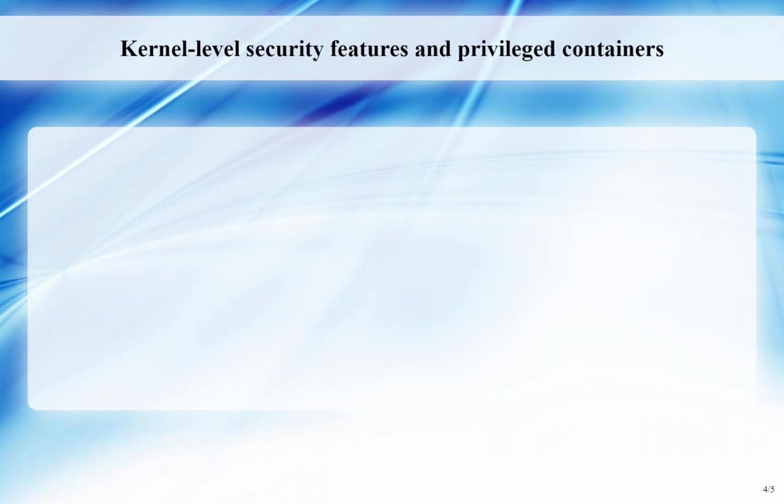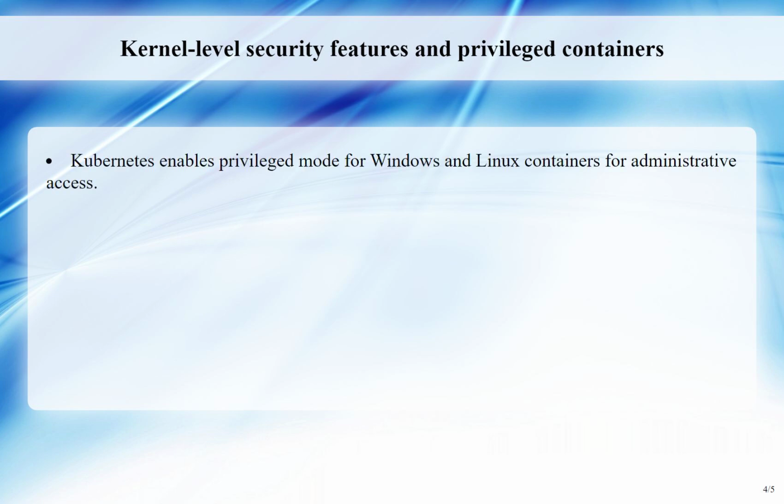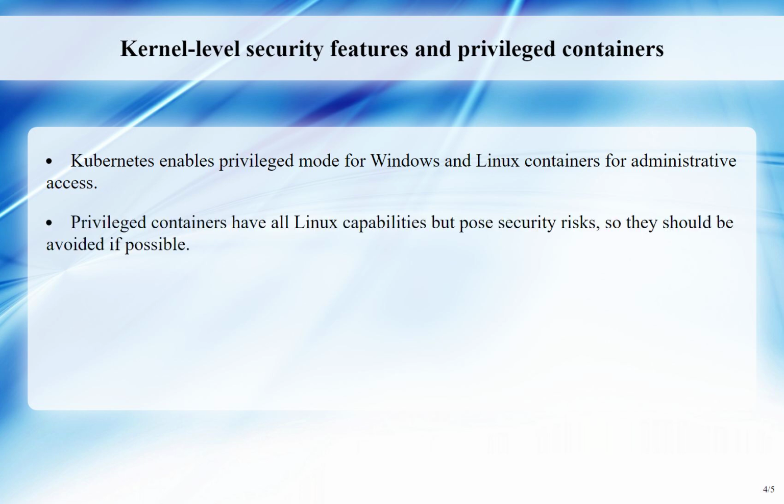Kernel-level security features and privileged containers. Kubernetes allows for containers to run in privileged mode, granting them access to operating system administrative capabilities. This mode is available for both Windows and Linux containers. Privileged containers override constraints like seccomp, AppArmor, and SELinux profiles, giving them all Linux capabilities, even those not required.